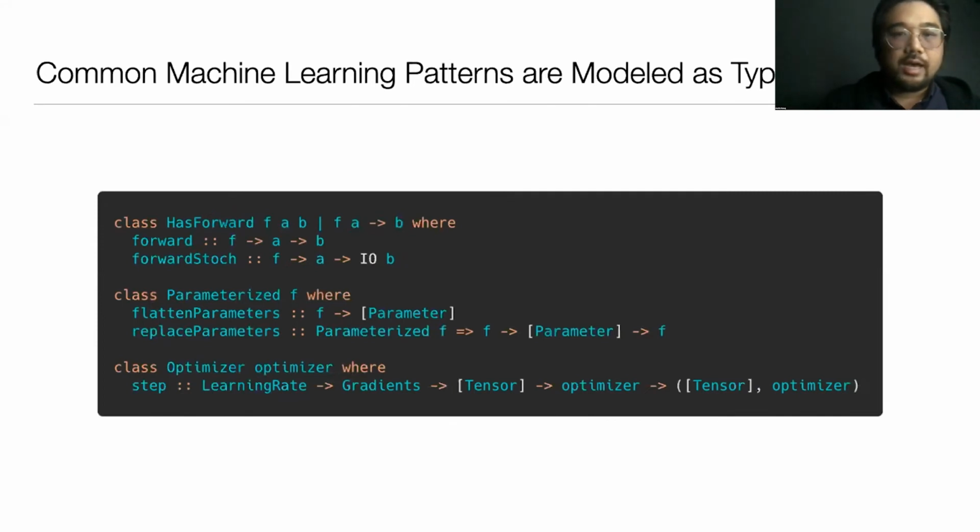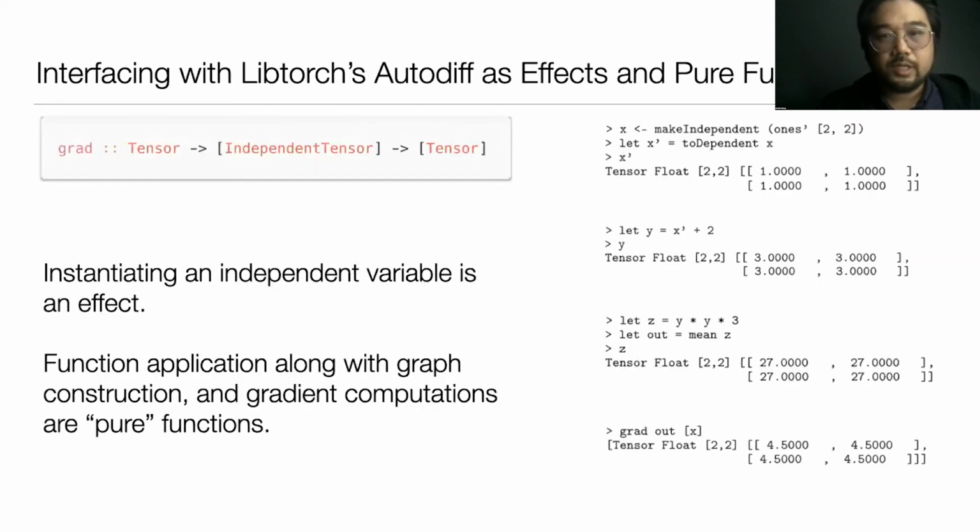And finally, you can have common machine learning patterns and models as type classes. So for example, this forward function defines the ultimate inference computation for a model, and you can abstract that out into a type class, so you can write code that's generic across different models, writing against these type class interfaces.